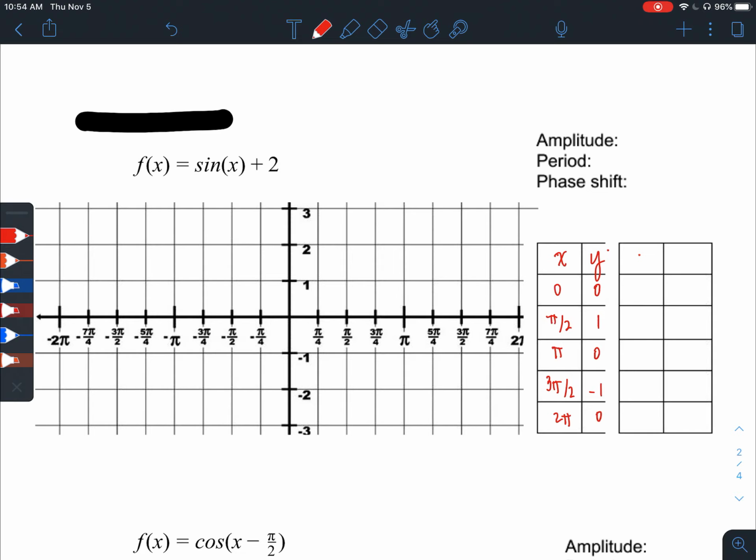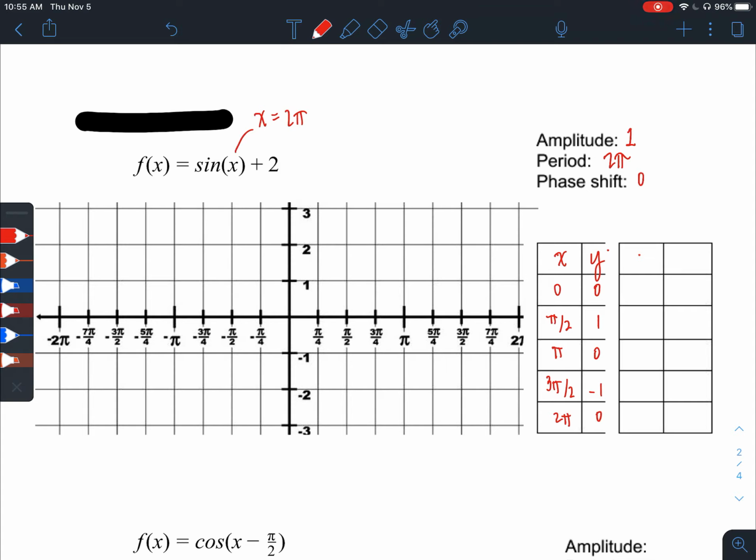Okay, so let's talk about the different shifts that we have. Our amplitude is going to be that a value. There's no a value, or a value is just a 1. Our period, the way we find our periods, we set the stuff in the parentheses equal to 2 pi, and because it's just x, it is just 2 pi. So this is x equal to 2 pi. And then finally, our phase shift, we haven't got to that yet, but for now, just say that it's a 0.